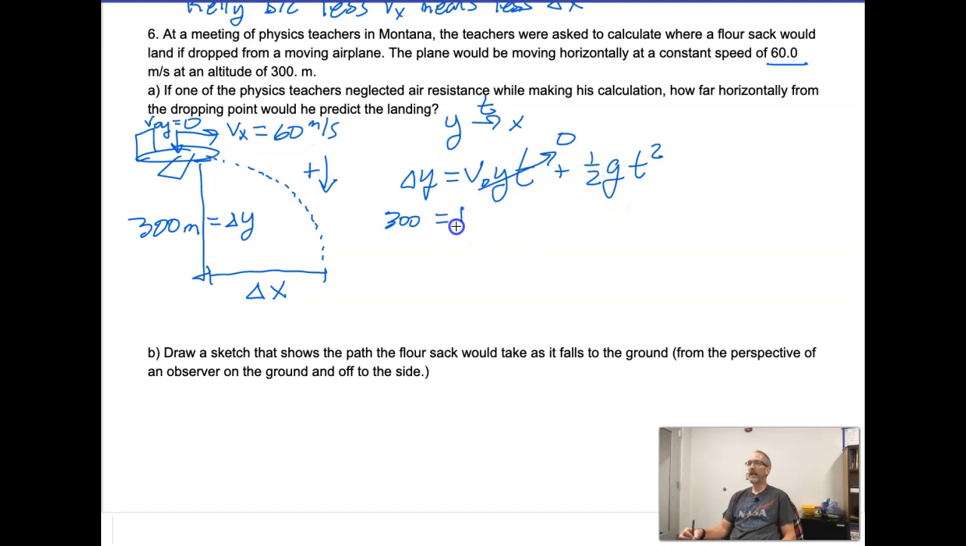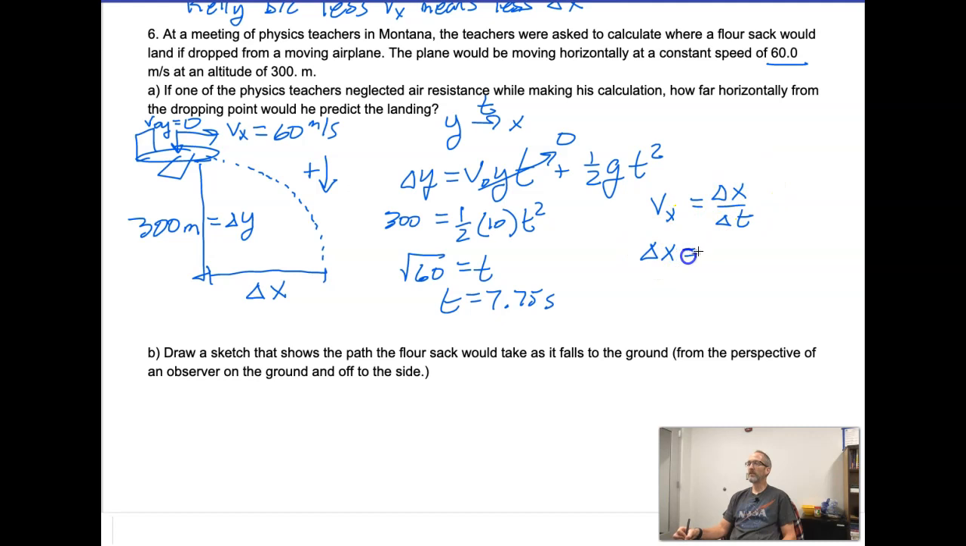Then we're going to do 1/2 of gravity times time squared. So this is going to be 600 divided by 10, which gives us 60, and the square root of 60 is equal to time. So our time is 7.75 seconds to fall. It takes quite a bit of time to fall. Let's figure out now how far it goes. Vx is equal to the change in position over the change in time. We want to find delta x, so delta x is equal to Vx times our time. We know Vx, we were told it was 60.